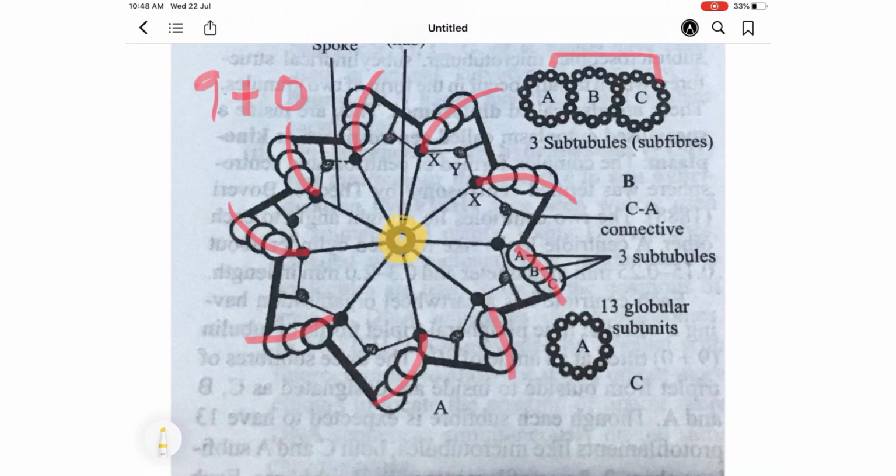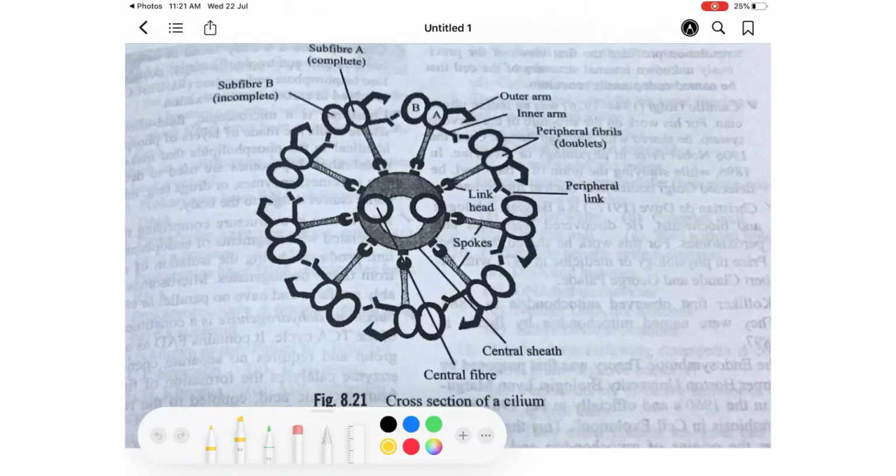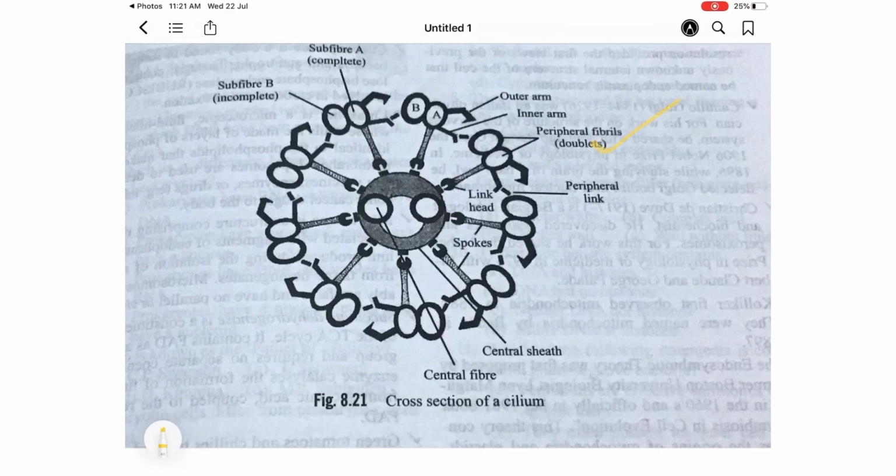The centermost part, which I am shading with yellow, shows the proteinaceous hub. All these tubules are connected with the center and in adjacent areas also. This diagram is very similar to the structure of a cartwheel. So this is its identification. You have to remember the 9+0 arrangement: 9 in the outer peripheral region and 0 in the center. The 9 doublets are peripheral fibrils, microfibrils.